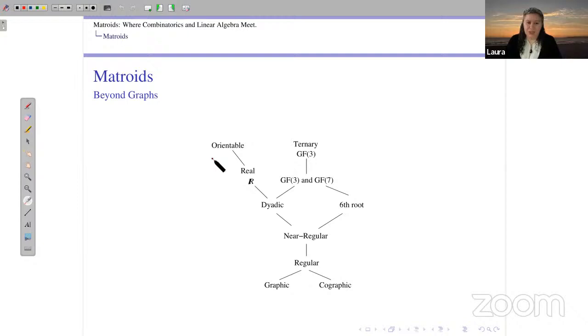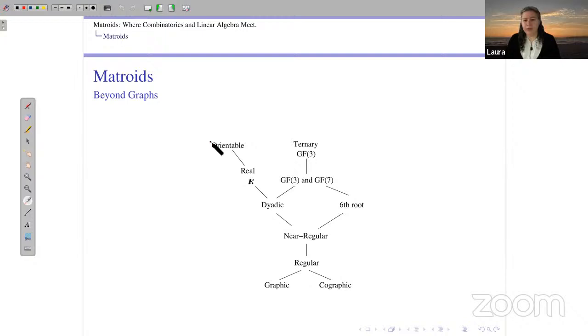Some of these matroids do not come from a matrix at all. They do not come from a graph at all. And yet they have these properties that we have extracted from graphs and vector spaces. So this is a very rich field.